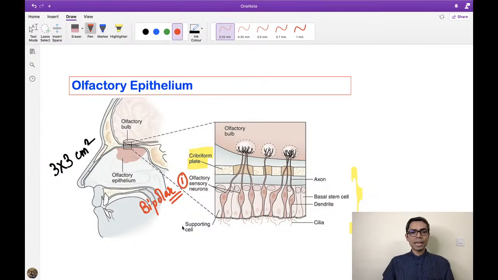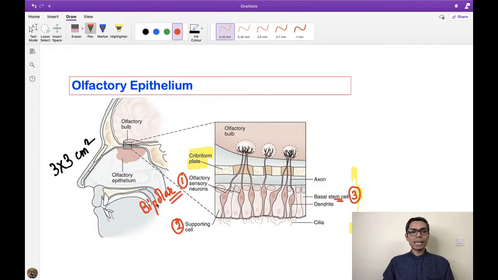Then apart from this bipolar neuron, there are some supporting cells also, and there are some basal stem cells also. So I have to remember three things: the olfactory epithelium consists of three different types of cell. One is the olfactory sensory neuron, second is the supporting cell, and third is the basal stem cell. From the name, basal stem cell means this is the cell which can regenerate the bipolar sensory neuron when it is dead.